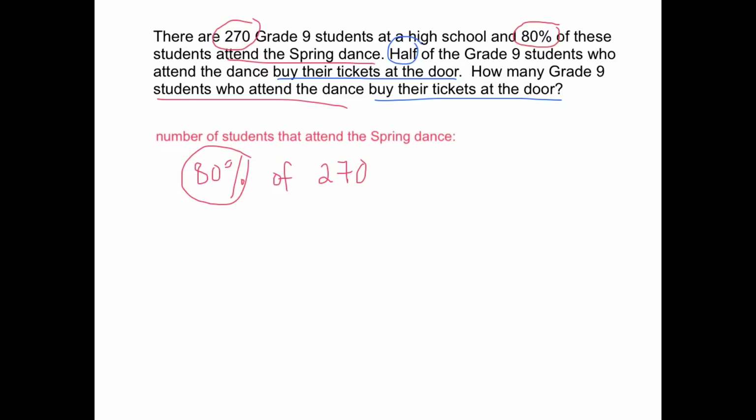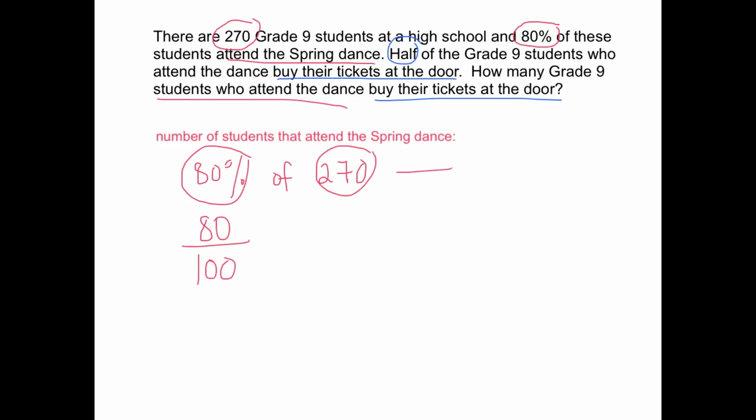What can percent be written out of? Percent is always out of, that's right, 100. So 80% means 80 out of 100. Now how am I going to write 270 as a ratio? Well, a ratio shows a comparison between two things. What are the two things that I'm comparing here?